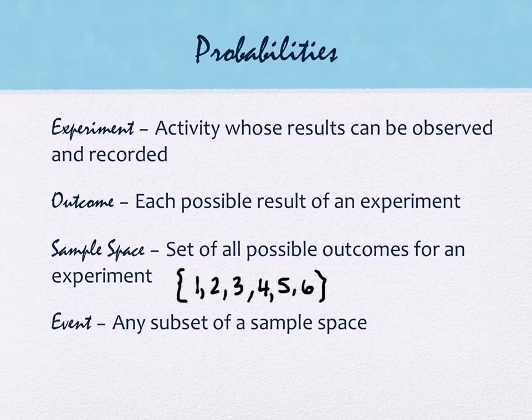And then an event is any subset of the sample space. So it's any smaller collection. For instance, an event could be rolling an odd. An event could be rolling a 1. It might be very specific, or it might have a few things in it. So an event is just a smaller collection, a subset of the sample space itself.